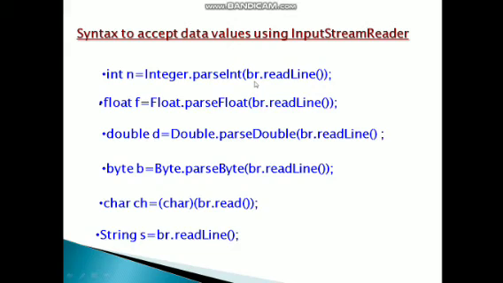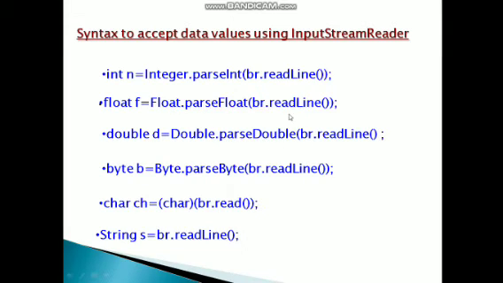In the same way, br.readline is used to receive a string. By default, the br.readline function receives values in the form of a string, and if we want to convert it into an integer, it has to be parsed, that is converted, using the Integer class. That is what is happening in this statement. Here we are converting it into float. We receive it as a string, and that string is converted into float.